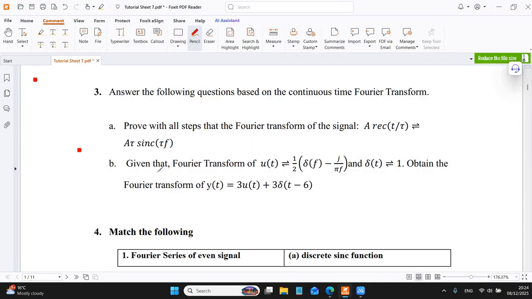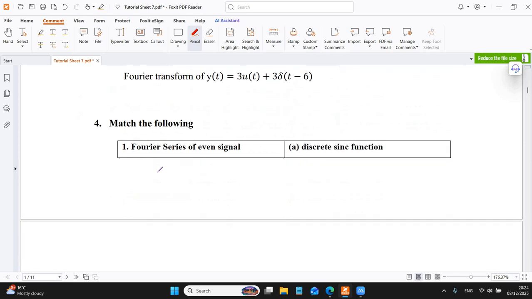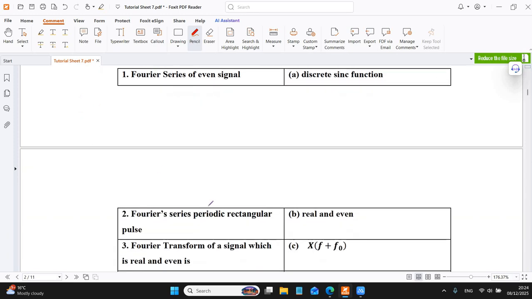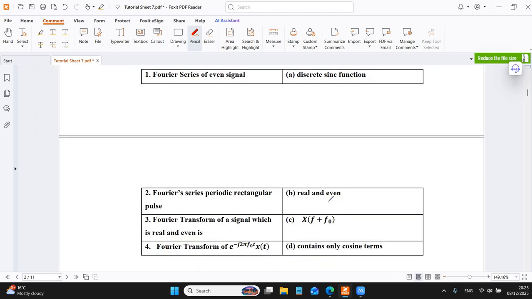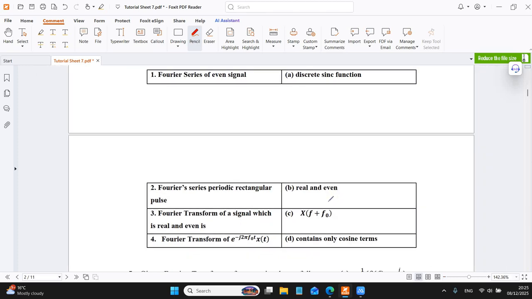So we have seen question number 3 also. Next is question number 4. In question number 4, you see here, I will make it a little bit smaller, right? Now you see question number 4 is a match the following question.